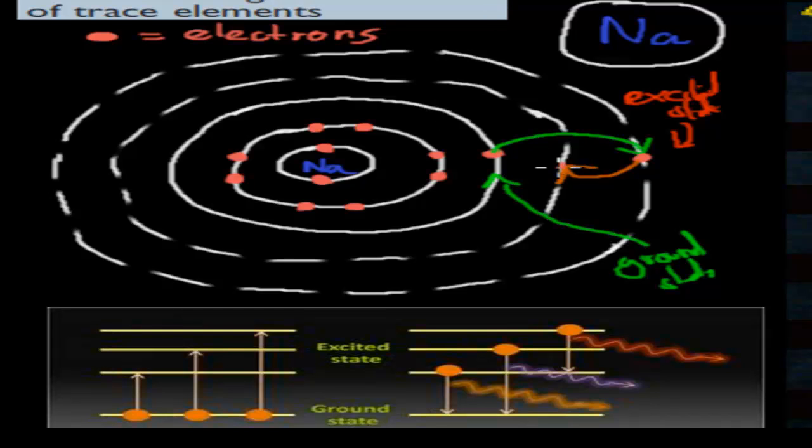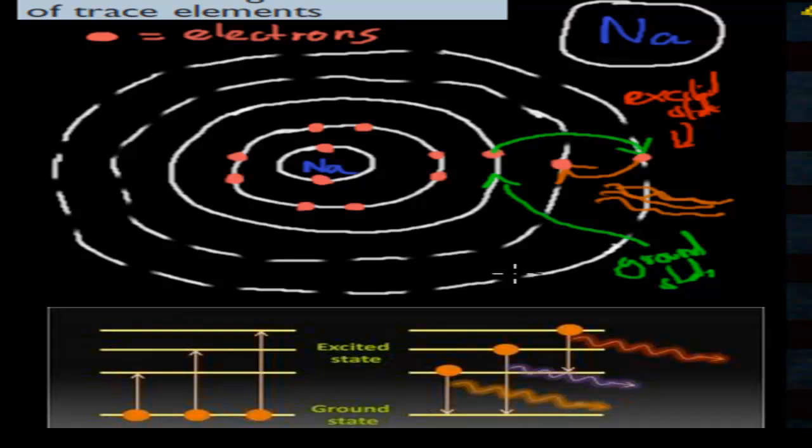It'll stay excited for a very short period of time, and then it will jump back down again to release some energy. Now the energy obviously can come as heat, but in this case it will come in a different form, not heat energy, but light energy. What that means is we can actually see it emitting light. So let's say, for example, this electron, once it jumps back after it's gotten excited, jumps back towards its ground state, it will emit, let's say, orange light.